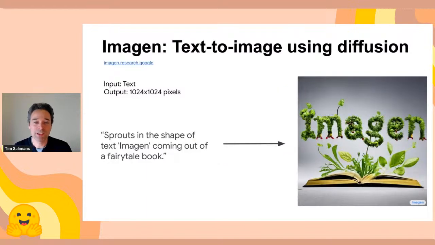So for Imagen specifically, I want to tell you a bit more about the system, the way it works and what it can do. So at a high level, it's a text-to-image model. You put in a string like sprouts in the shape of text Imagen coming out of a fairy tale book. And out comes a 1K by 1K pixel high-resolution image with quite a bit of intricate detail, as you can see here.